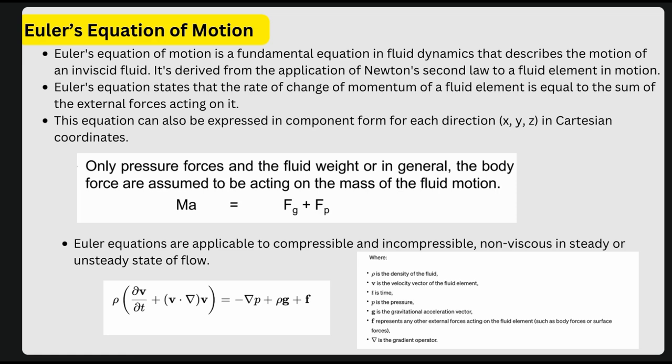This equation can also be expressed in component form for each direction, x, y, z, in Cartesian coordinates. So simply, that's how I remember the Euler's equation using this equation. Only pressure forces and the fluid weight, or in general, the body forces, are assumed to be acting on the mass of the fluid motion. Ma is equal to Fg plus Fp.